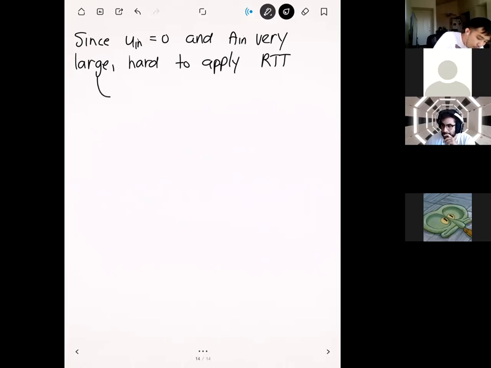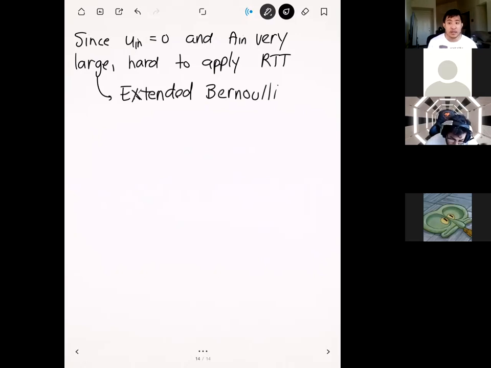But what we can do in this case is apply the formula that we just went over, which is our extended Bernoulli. Extended Bernoulli depends on the inlet velocity, but we don't need to multiply by the inlet area. As long as we apply our extended Bernoulli along a streamline, just like we did before, we can use that to compute this problem, and it'll allow us to account for the losses and the shaft work.